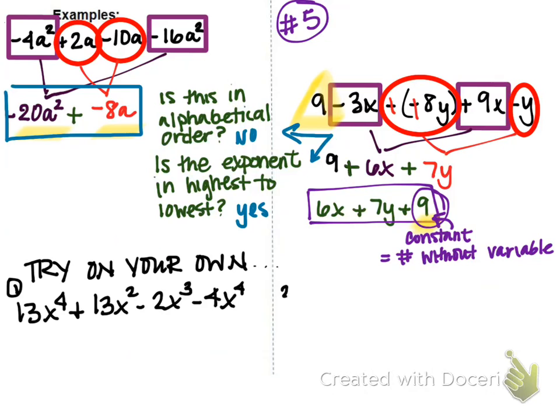Our second example for the try on your own is 7 plus u minus 9x plus 5u. Go ahead and try these two problems on your own. Again, the attempt is what you're getting credit for.